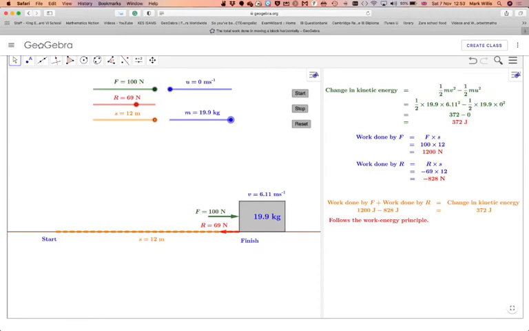So this has been a video to use GeoGebra to show the work energy principle, which is the work done by a force plus the work done by the resistant force going in the opposite direction will be equal to the change in kinetic energy.